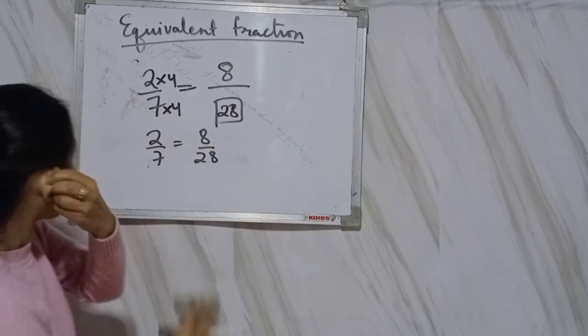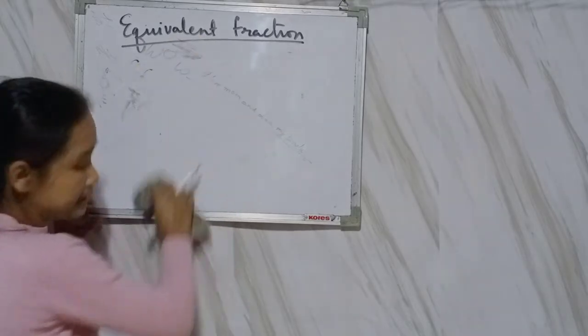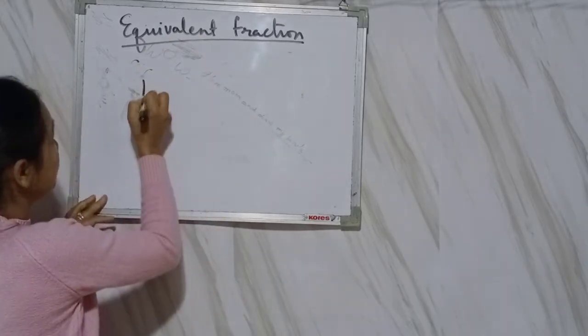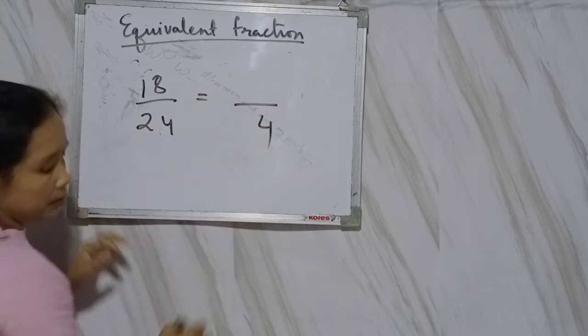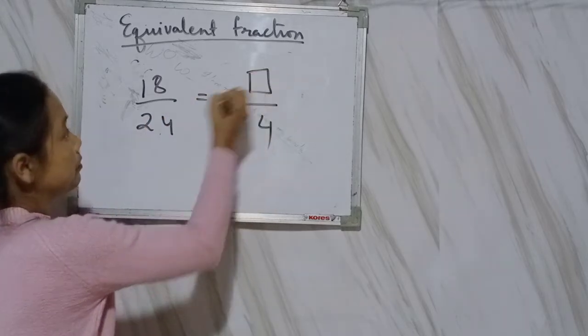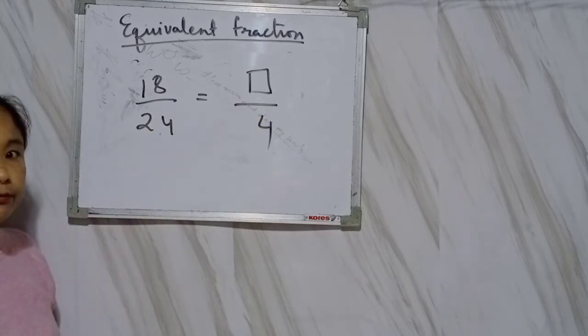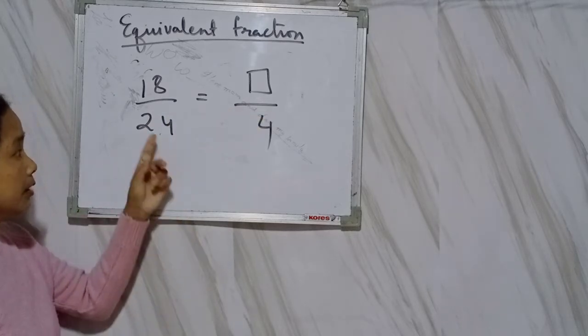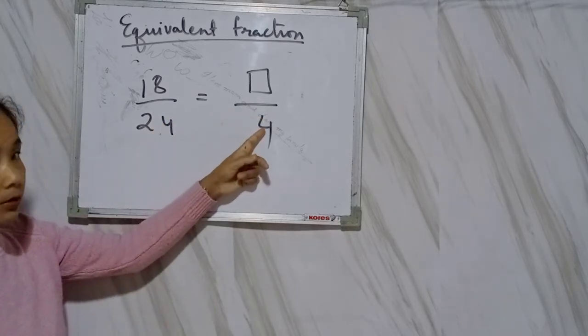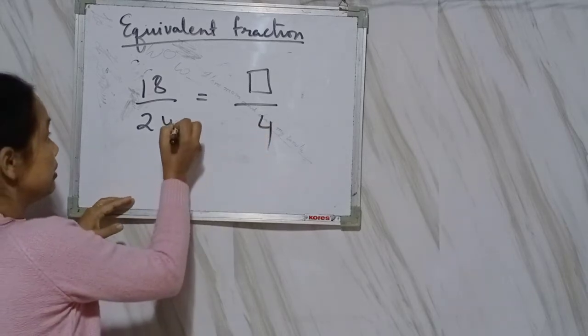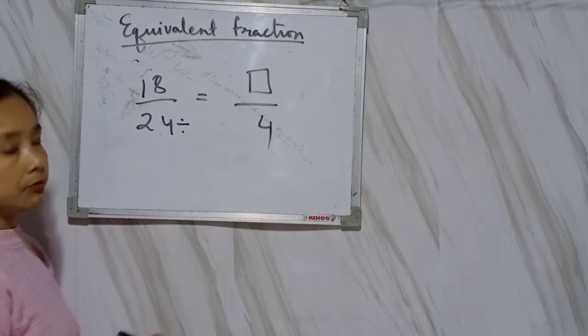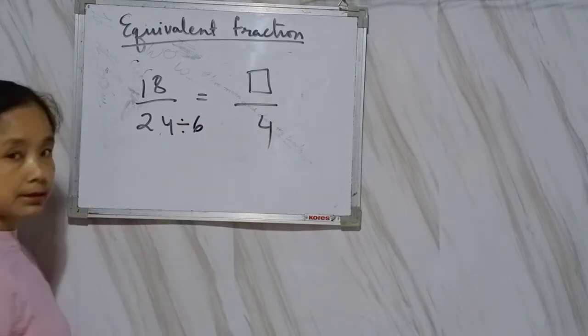Then there are some cases in which you have to divide also. Here you have 4. Then this numerator you have to find out. This and these are equivalent fraction. So here 24, here 4. That means here if it is smaller, then that means you have to divide. 24 divided by how much is 4? 24 divided by 6, isn't it?